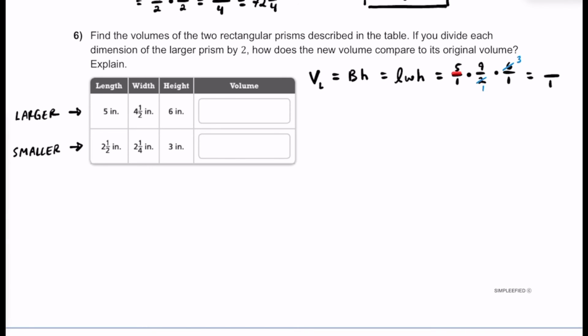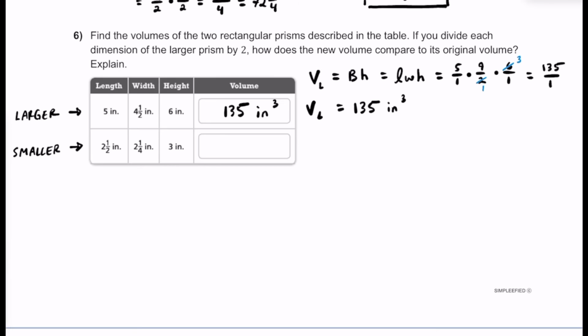And then if we do 5 times 9, I know that's 45. And if you do 45 times 3, I believe that's going to be 135. So that's going to be the volume of the larger one. It's going to be 135 cubic inches. All right, that's the volume of the larger prism, 135 cubic inches.